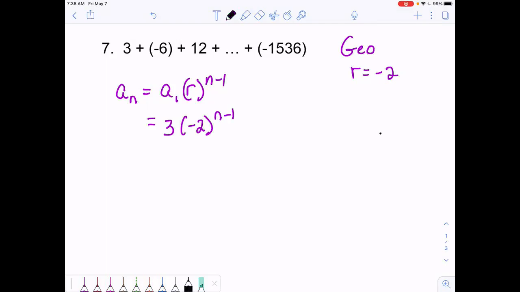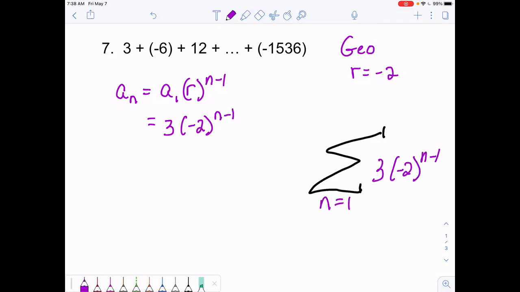If you're writing the series in sigma notation, we need the formula that goes next to the sigma. It starts at the first term by plugging a 1 in, but then we need to know how many terms there are. What number would I plug in to get to that last term of -1536? To find that, we're going to use that last term and set it equal to -1536. So Grace, how would you continue to solve this equation? Because we need n.